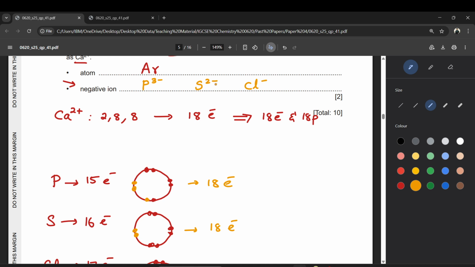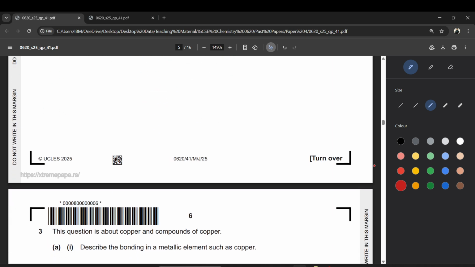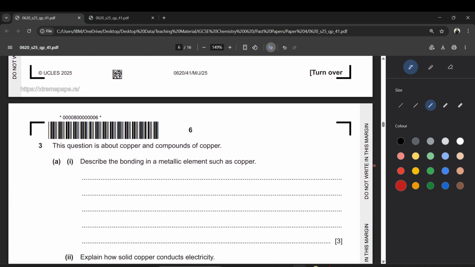Sulfur gained two electrons, so it is going to get two negative charges. Phosphorus gained three electrons, so it is going to get three negative charges. So any one of these could be a possible answer. All right. So that is the end of question number 2. Let us move to question number 3 now.